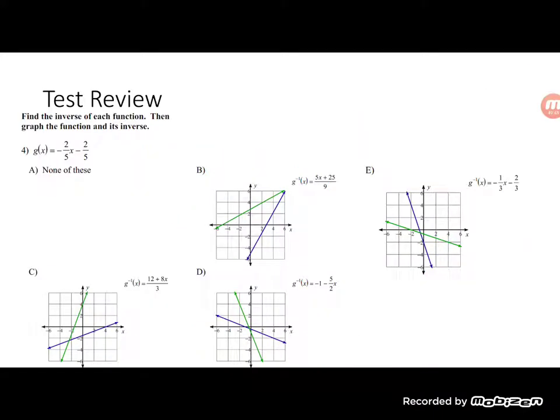All right, so another inverse problem. We have to find the inverse of each function, and then we have to graph its inverse. Notice there's inverse equations written right here. And so we can first find the inverse and then see if it's appropriately graphed.